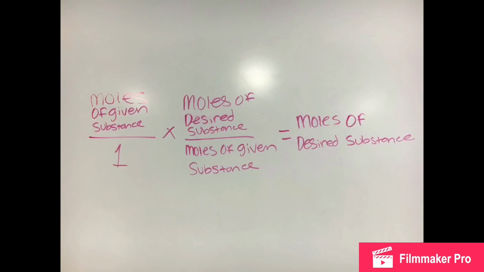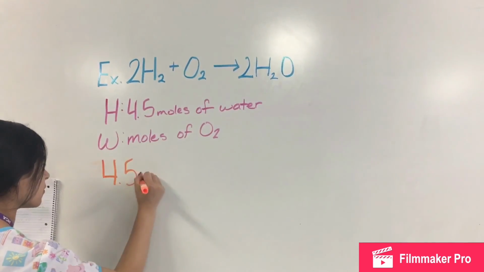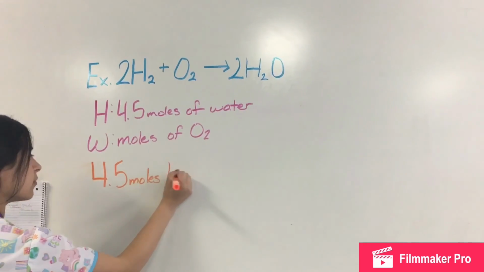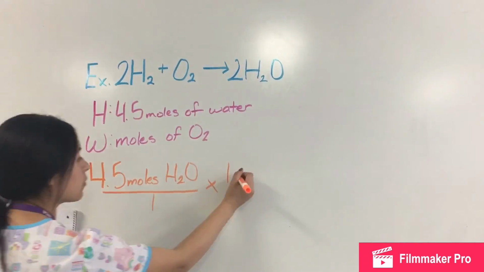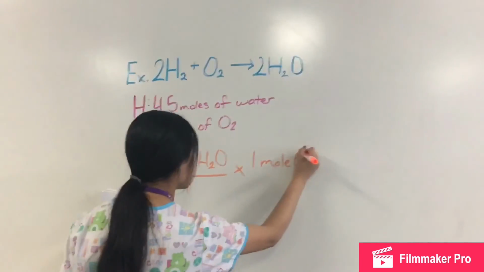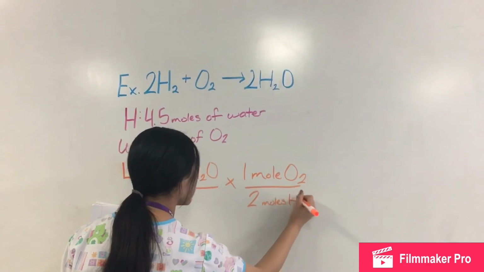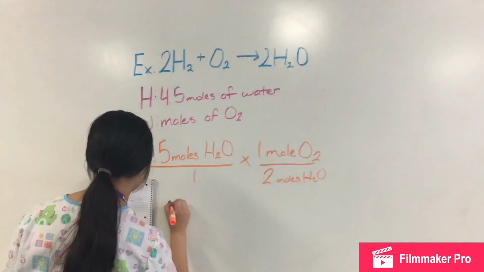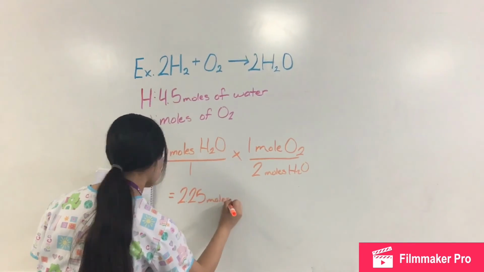This is the formula to determine the moles of a desired substance. This is an example of a mole ratio problem. Our half is 4.5 moles of water since it's what's given, and our 1 is the moles of O2 since it's what we're trying to find. We divide 4.5 moles of H2O by 2 moles of H2O since it's what's given in our balanced equation. Our answer is 2.25 moles of O2 since the H2Os cancel out.